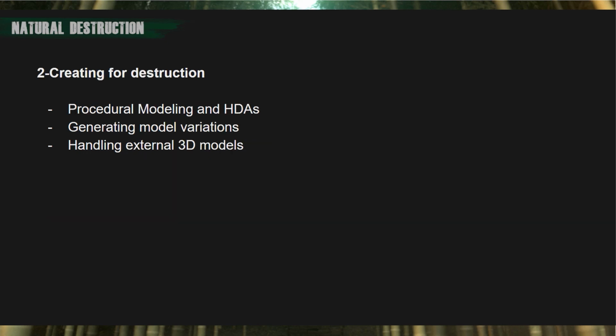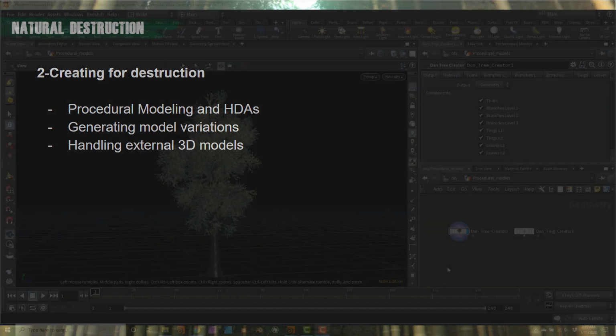Okay, so now let's dive into Houdini. So first of all, I will show you a few procedural modeling tools that I've created. I will also explain how to generate several variations of models very quickly using TOPS networks. And I will also explain how to handle external 3D models, in this case, SpeedTree models or probably trees from libraries that you have bought or that you acquired.